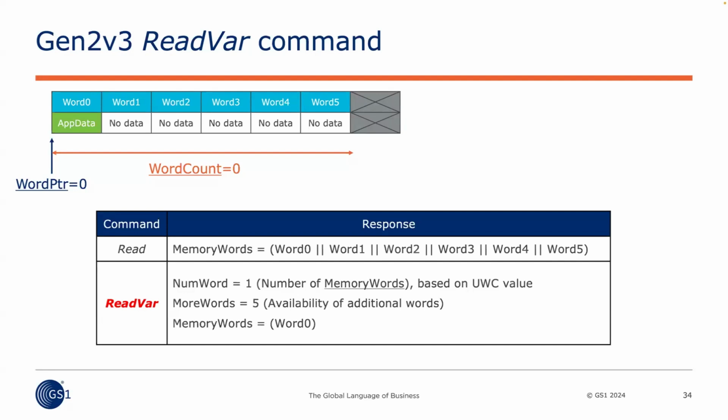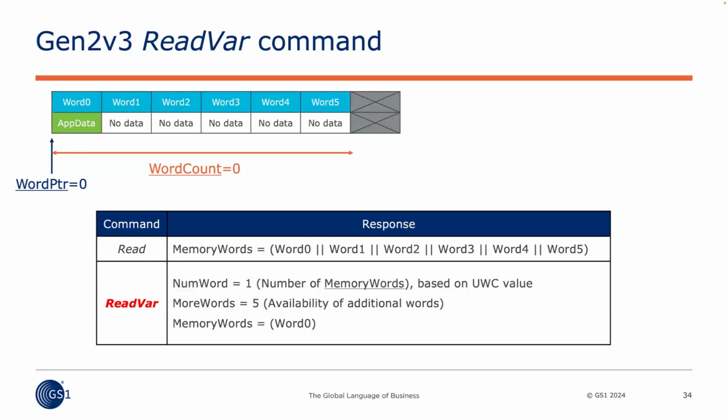So you end up in this example here where I only have 1 word of data that's been programmed for the application. If my user word count then is set to 1, then read var would return 1 word of application data, but it would also return that there are 5 more words available in case you wanted to read them, and they may have secondary application data. And finally, when you have read all the words that are possible, it tells you there are no more words with the additional words value.